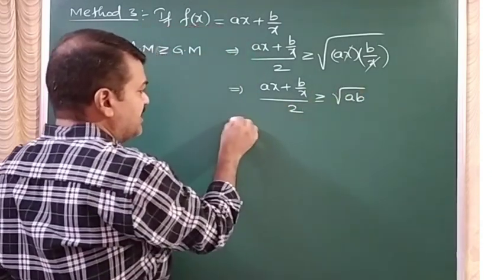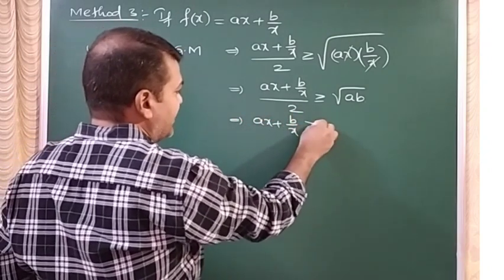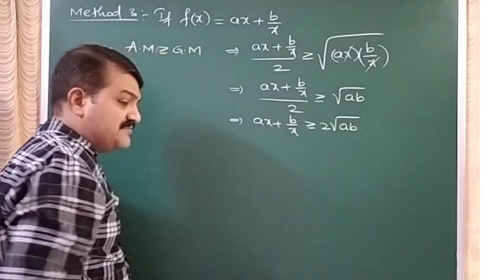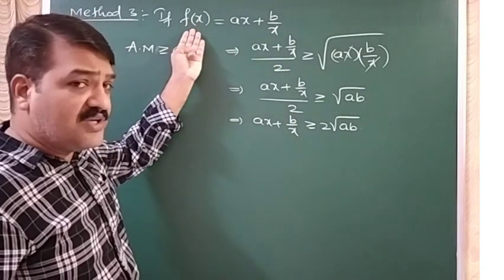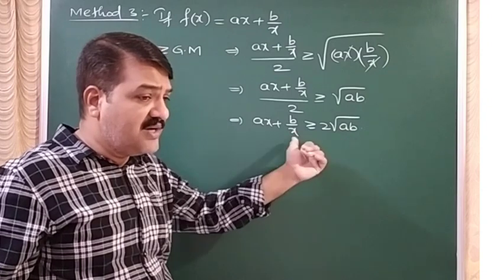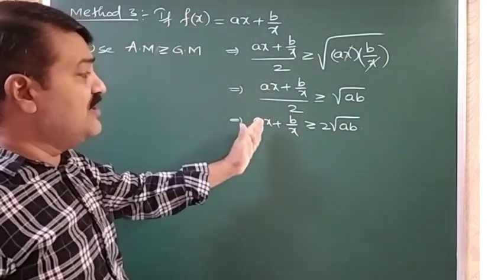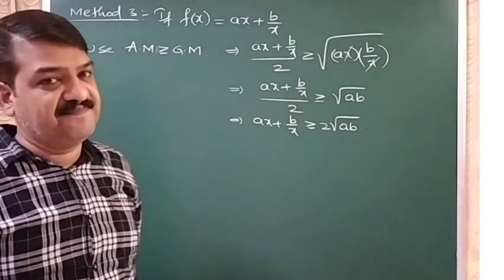These two you can cross multiply and get the result as ax plus b by x is greater than or equal to 2 root ab. So did we get the range? Ax plus b by x means f of x only. So f of x is clearly greater than or equal to 2 root ab. We got the value. Means f of x functional values range you can get from this condition.